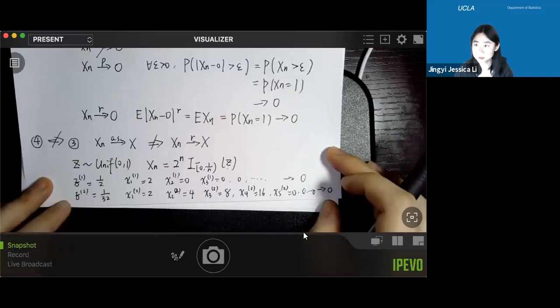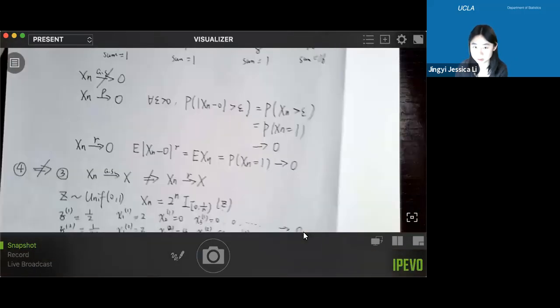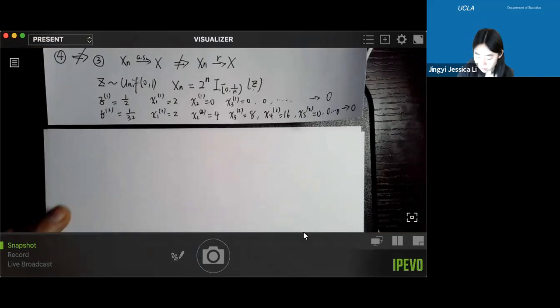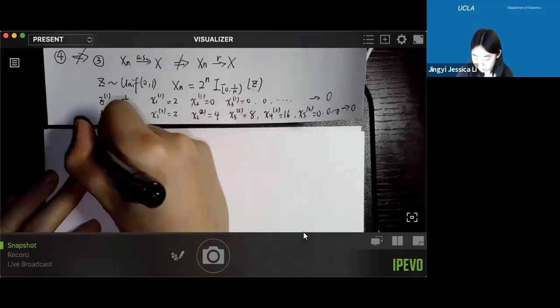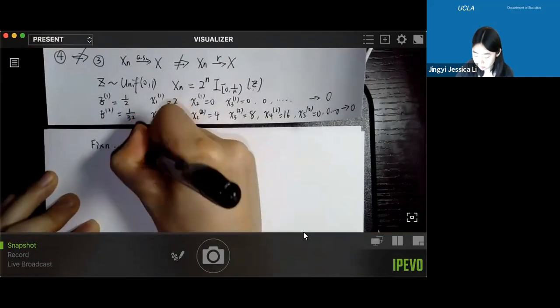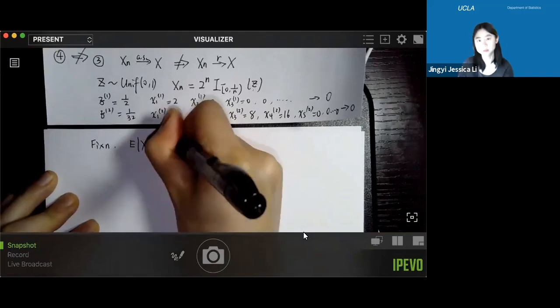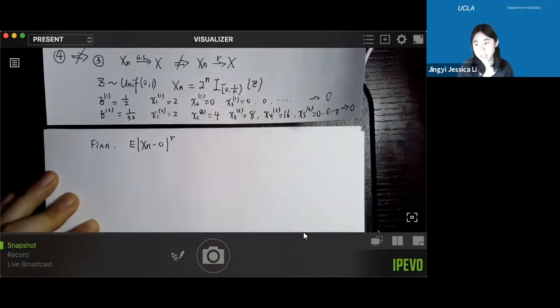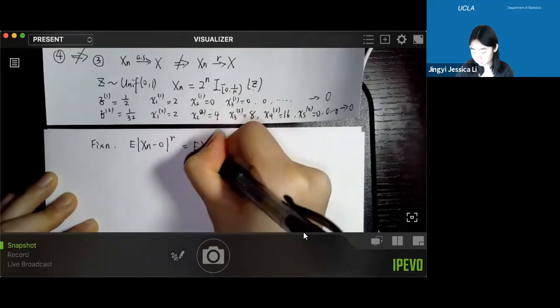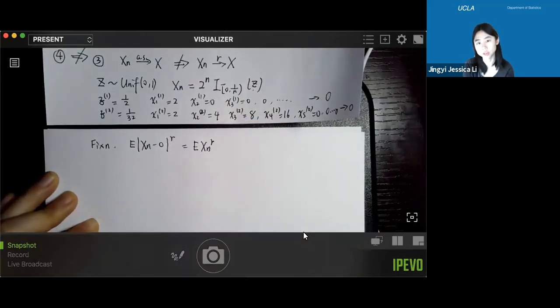However, this is not the definition of convergence in the Rth mean. For the convergence in the Rth mean, I'm going to write here. What we need is that for a fixed n, we're looking at this. Suppose the limit is 0. We look at this. And again, here the Xn's are non-negative, so we can take away the absolute sign. So it becomes this in this special case.